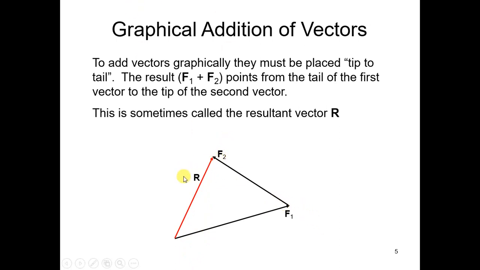Due to the tip to tail addition, the resultant vector F1 plus F2 points from the tail of the first vector to the tip of the second vector. This is sometimes called the resultant vector R. See, this is our resultant vector R, with its tip and tail. If we put it like that, we get the resultant vector R. So this is our addition of F1 and F2.